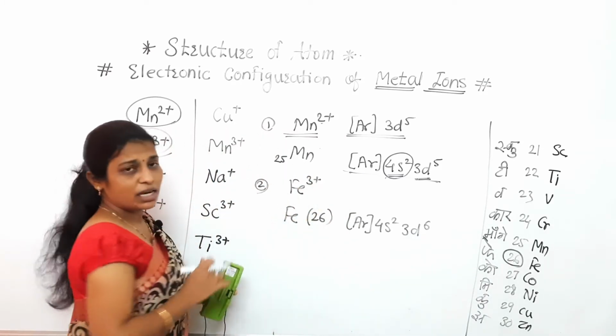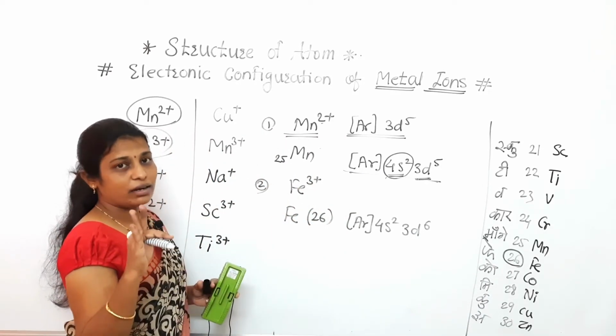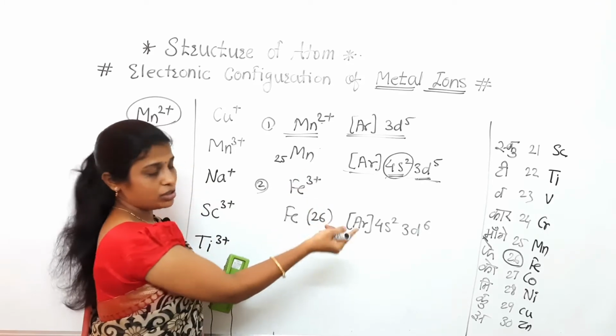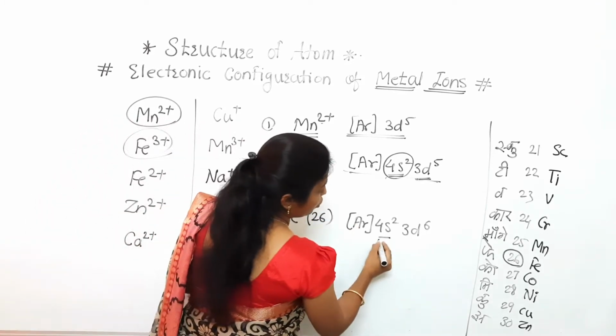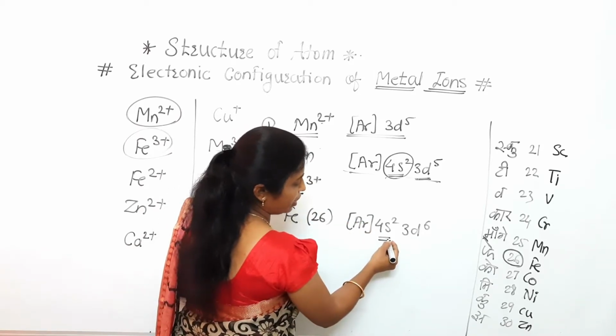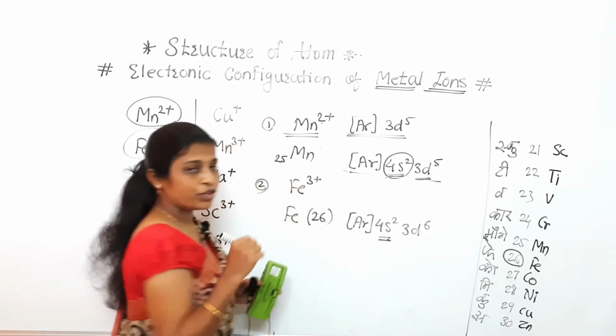How many electrons are there? It means lose electrons, 3 are there. Positive means loss, 3 means 3 electrons are lost. So 2 electrons we have to remove firstly from that one, and one more we have to remove.